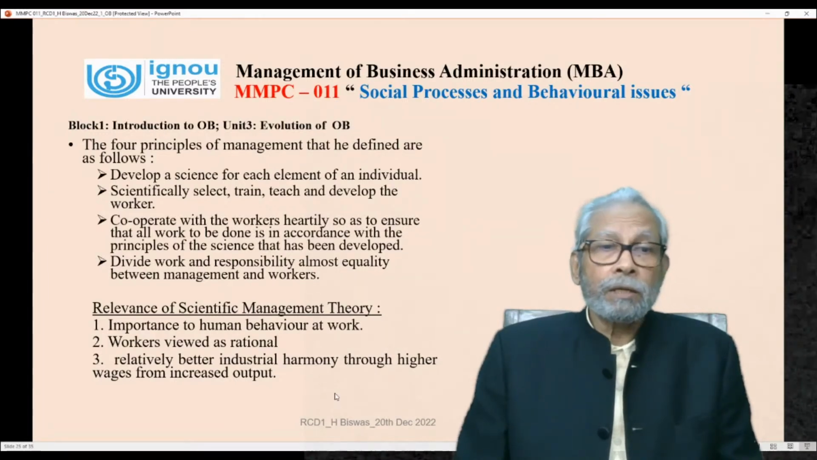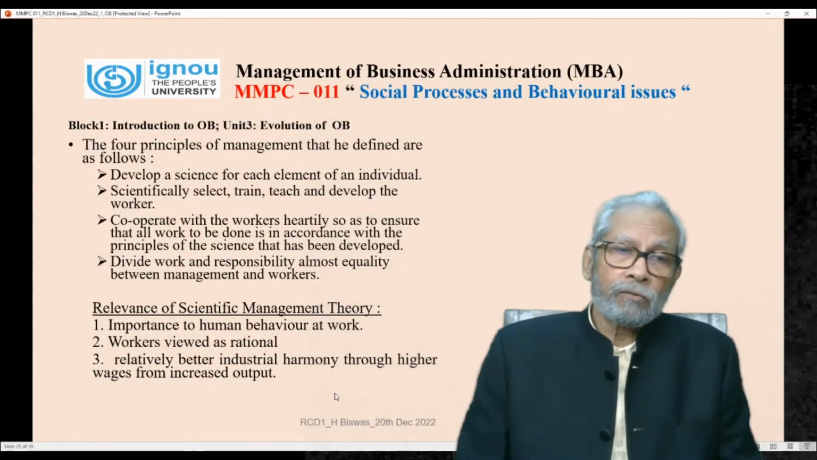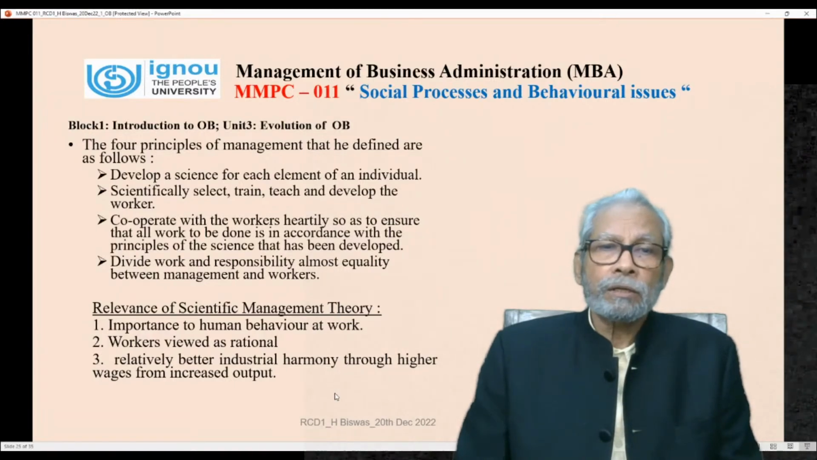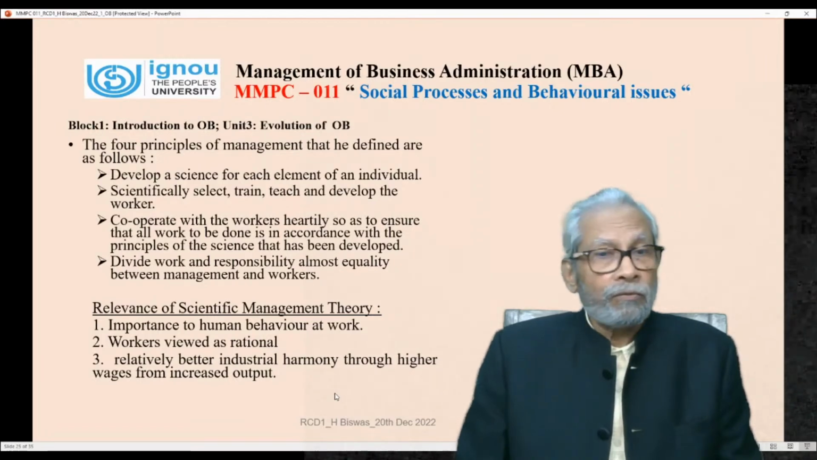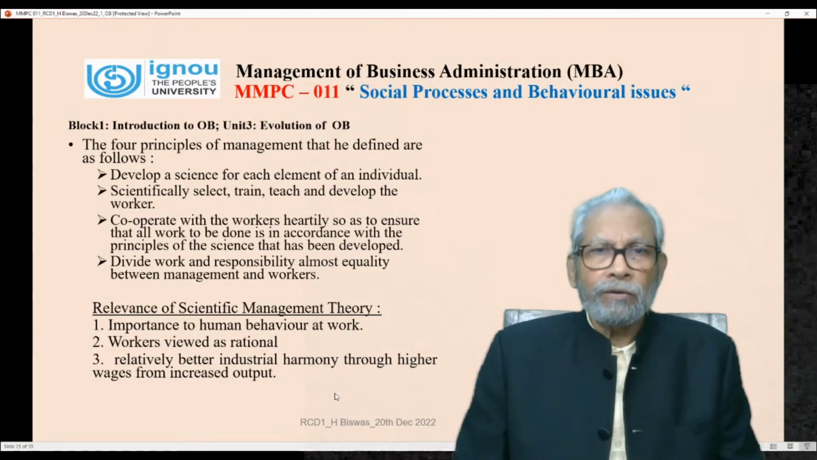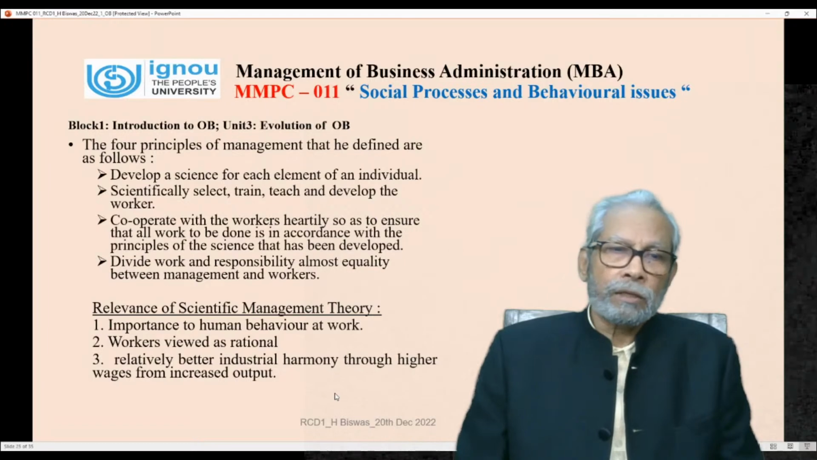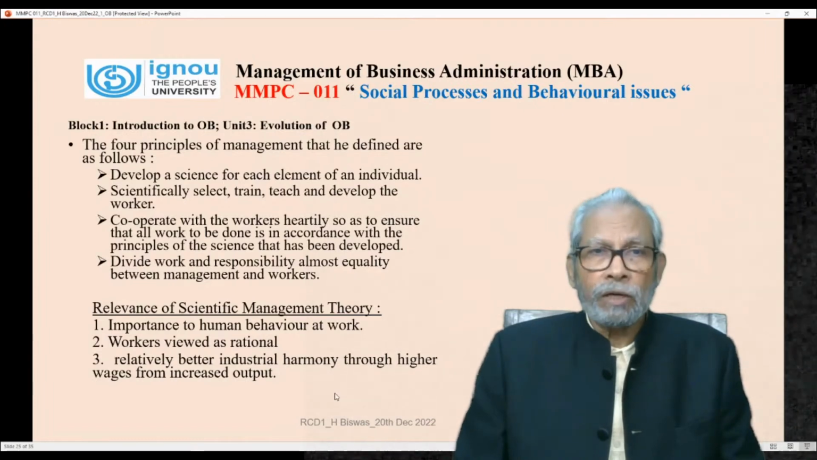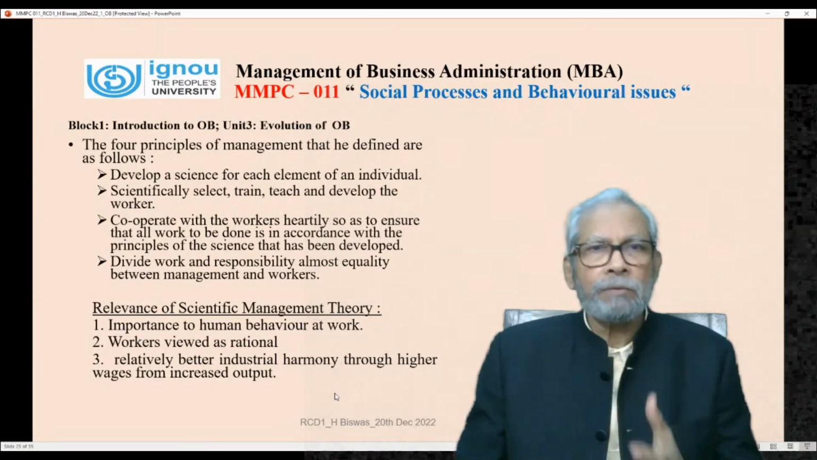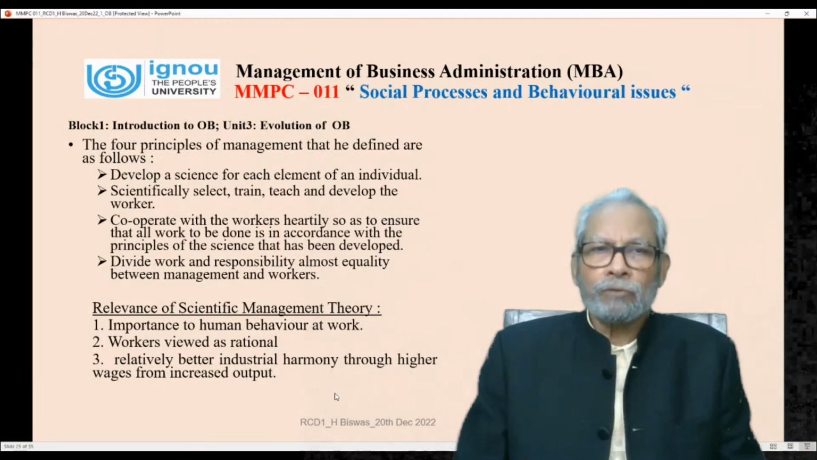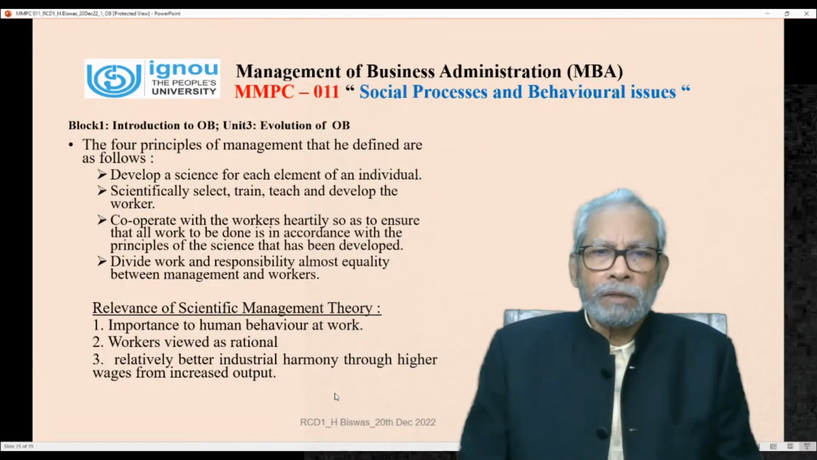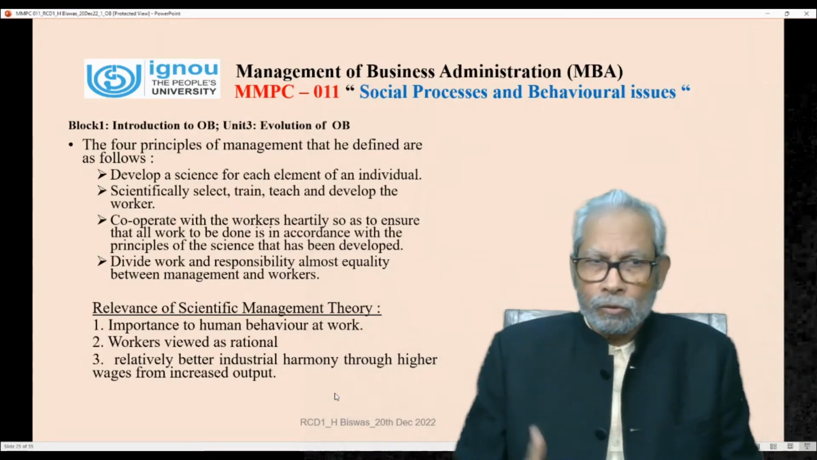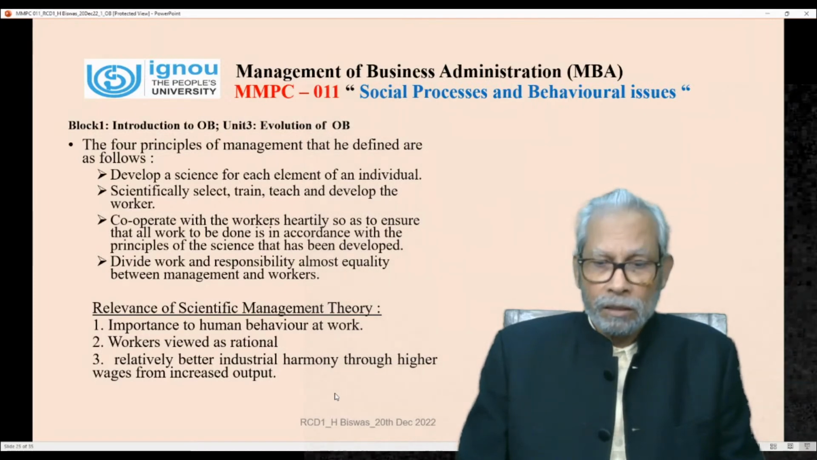The third point is relatively better industrial harmony through higher wages for increased output. This point is also important, because harmony is required and there should not be any conflict. We can reduce a lot of conflicts, grievances and complaints this way. If your package is good and your total system is very good, organizational behavior is also very good. Where you are working, that system is very good, so individuals are automatically influenced by these things. At the same time, their wages and packages are also very good, so definitely output will increase. That's the way scientific management theories are very much effective.